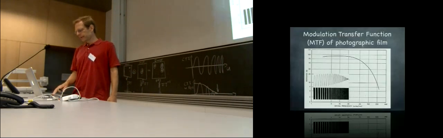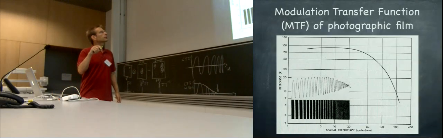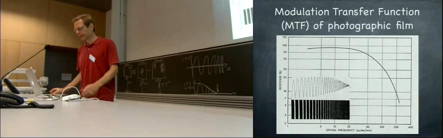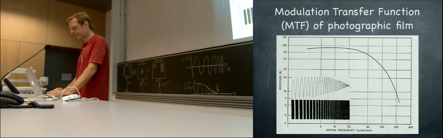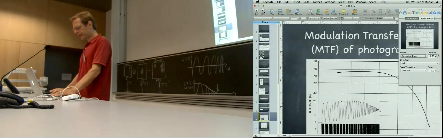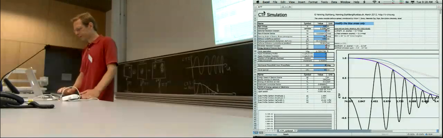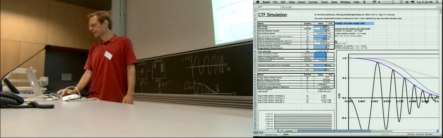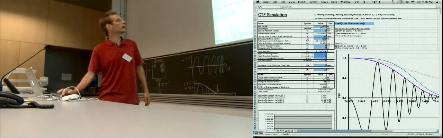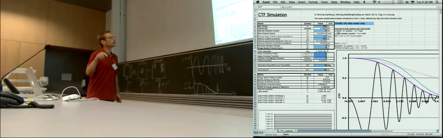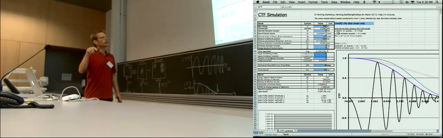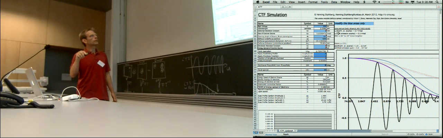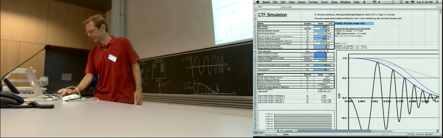So this is, for example, the envelope function of a CCD camera or photographic film. I have an Excel sheet that puts this all into practice. This is on our web server, ccina.org. So this is an Excel sheet where I put all these Scherzer equations, the sinus of the phase shift, and the envelope functions into a big table.